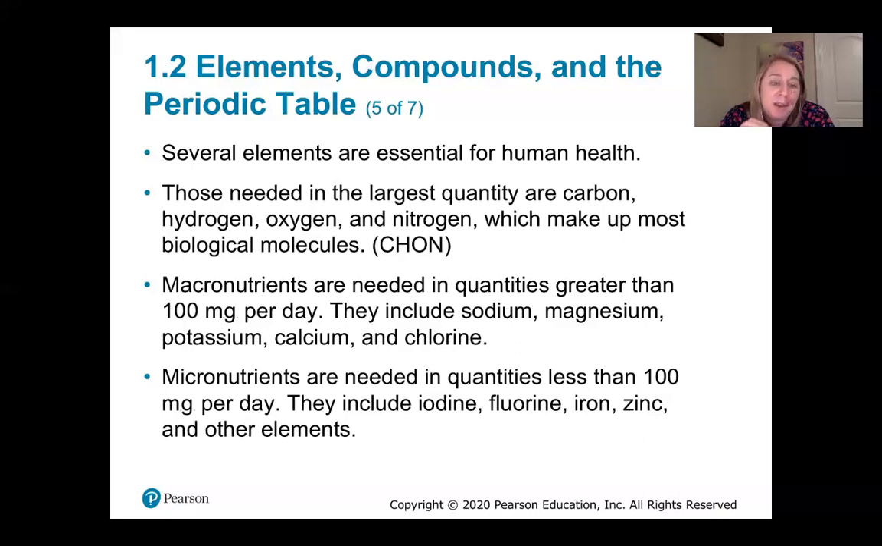Then you have micronutrients. Micronutrients are needed, but you don't need a whole lot of them. Iodine is one of them. You need a little bit, but not too much. Fluorine, iron. Think about iron in your blood, in your red blood cells: you have hemoglobin that binds to the iron. That's what allows your red blood cells to carry oxygen, because that iron likes oxygen. And that's how you transport oxygen all over your body.